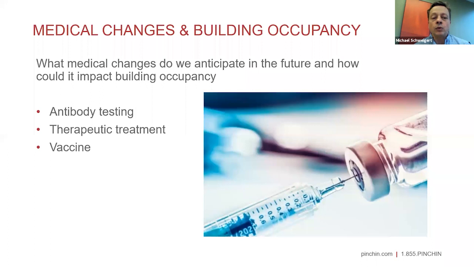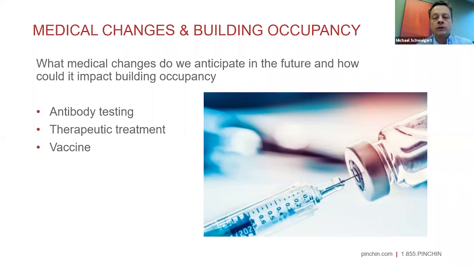So the question is, what medical changes do we anticipate in the future, and how could they impact building occupancy? Well, there's some much talked about strategies with respect to antibody testing. This is as yet not an actively pursued method, in this part of the world in any case, of screening people to see who's been previously exposed to the virus. That's the intent of antibody testing. And the thought is that if we test for antibodies, we can identify people who have some degree of immunity to the virus. To date, we don't know if that's actually going to be borne out, so expectations have to be managed as to how effective that will be.